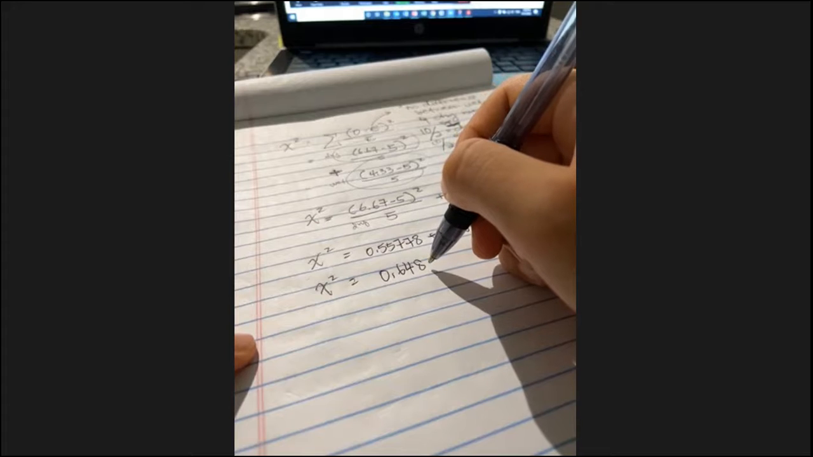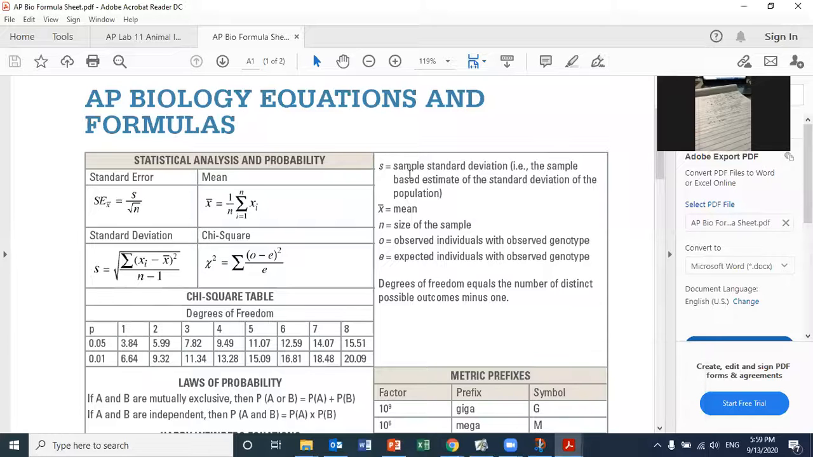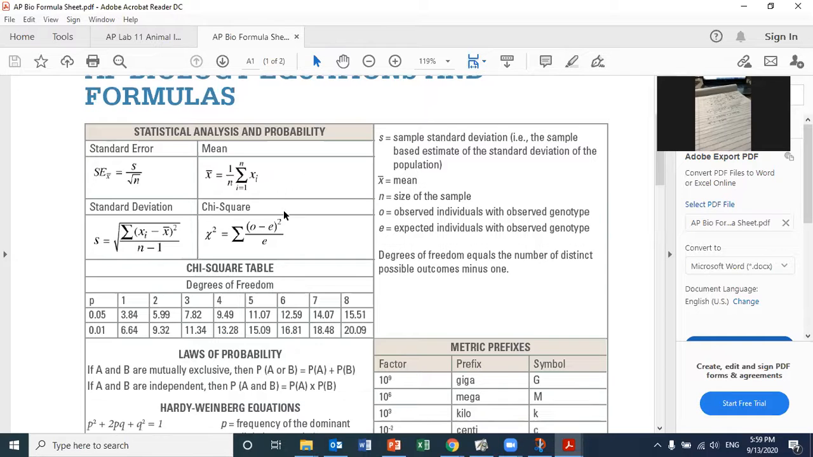Now, the only reason this is important is because you're going to compare it to something. It by itself is not really important, okay? So if you go to the documents that I shared, there is an AP Biology equations and formula sheet. Now, on there, you'll find the chi-squared equation. This is the same exact formula sheet you're going to get on your exam. So you're not going to have to worry about memorizing this formula at all. It's going to be on your exam on the first page.